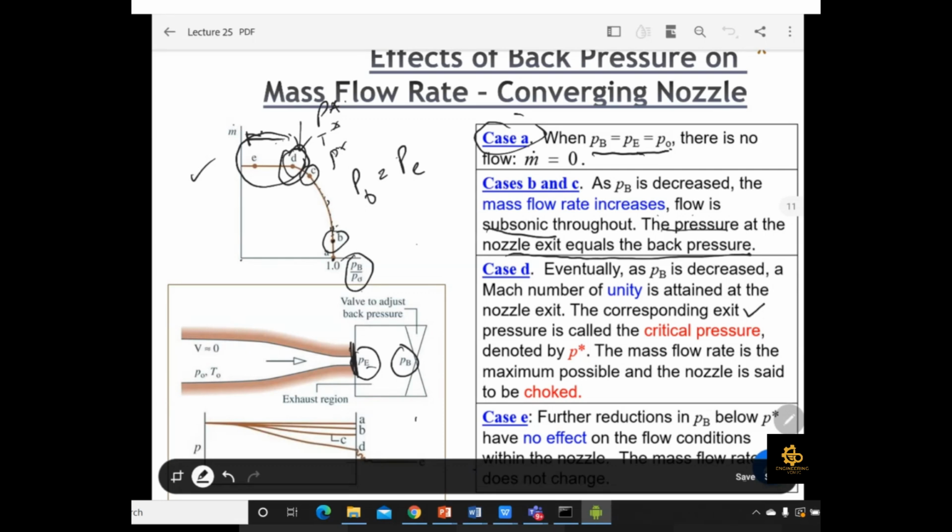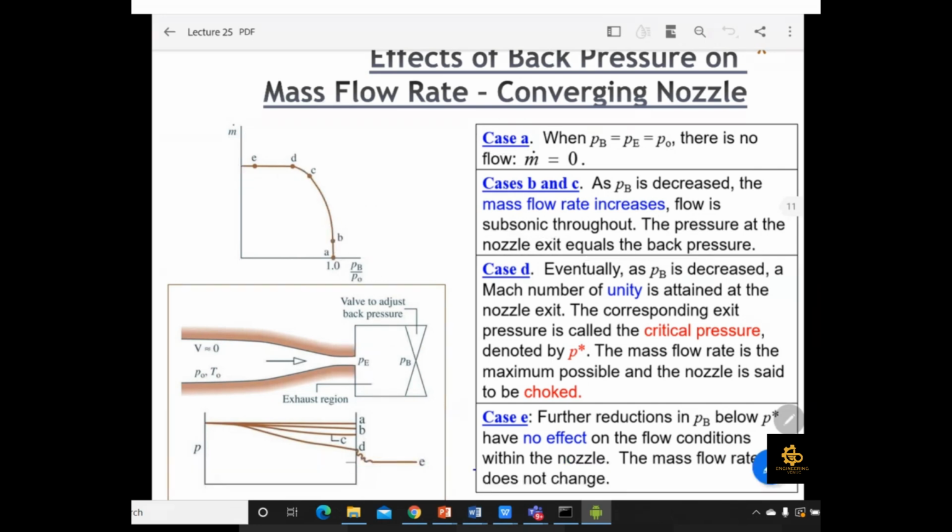This is just some important information because you have to use it. Further reduction in PB below critical pressure has no effect on the flow condition within the nozzle, and mass flow rate does not change for this condition. Okay, so if you have any question, you can ask.